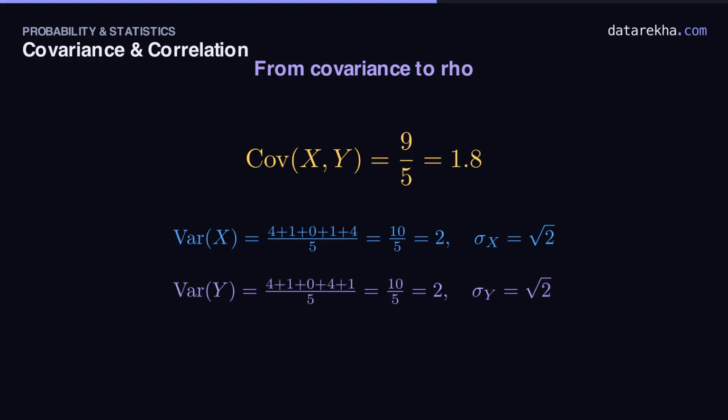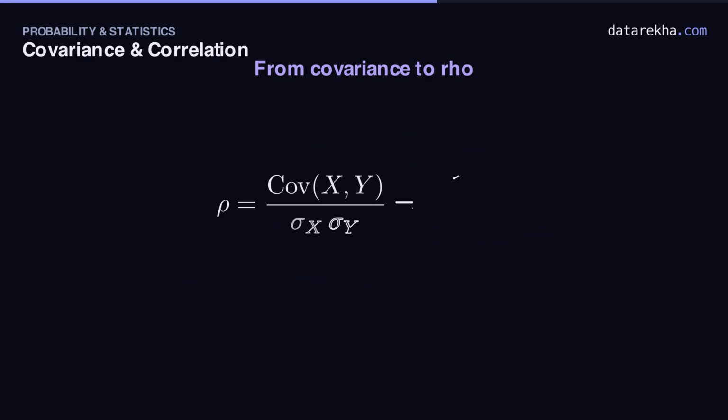The squared x deviations are 4, 1, 0, 1, 4, summing to 10. So the variance of x is 2, and sigma x is root 2. The y deviations happen to square to the very same 10, so sigma y is also root 2.